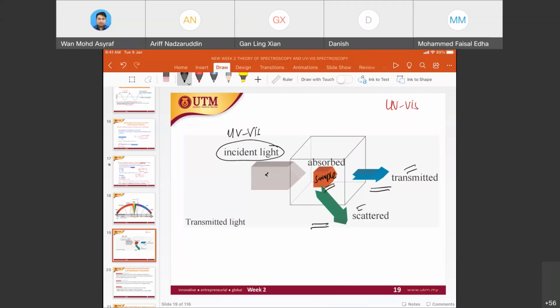And then kita boleh calculate nanti, berapa banyak dia scatter, berapa banyak dia absorb, berapa banyak dia transmit. So all of this is important untuk calculate later on what is the characteristic of our sample. Okay.